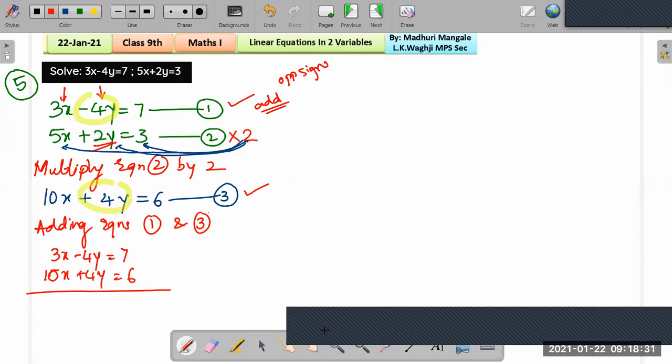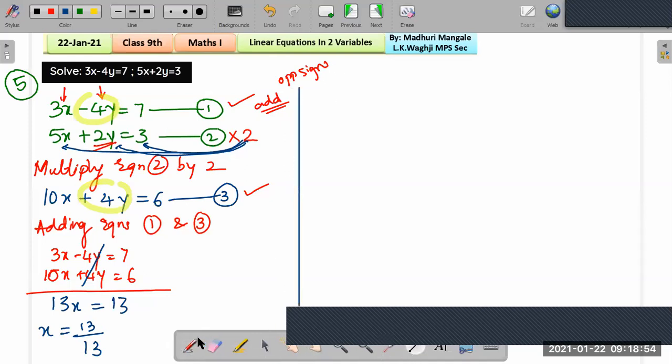Adding these two equations, what do we get? So just check, plus 4y and minus 4y get crossed out. We are left with 10 plus 3, 13x, which equals 6 plus 7, which is 13 again. So what is x? x equals 13 divided by 13. So we are left with x equals to 1. And now the remaining question is on you. You have to solve it. We have got x equals to 1.